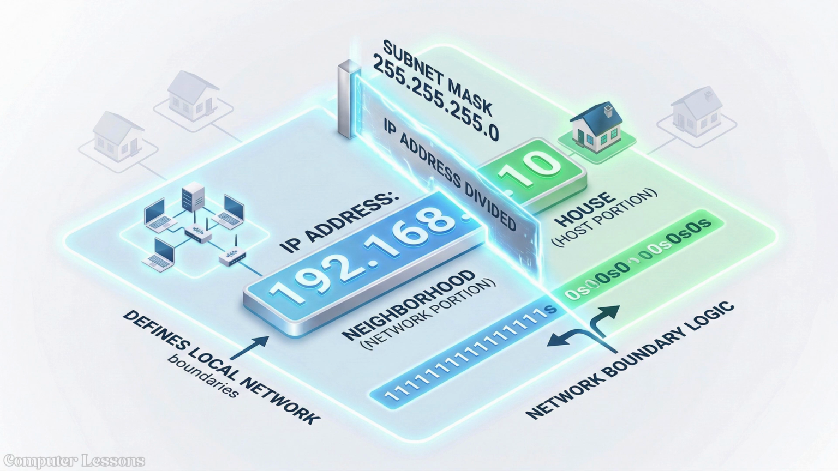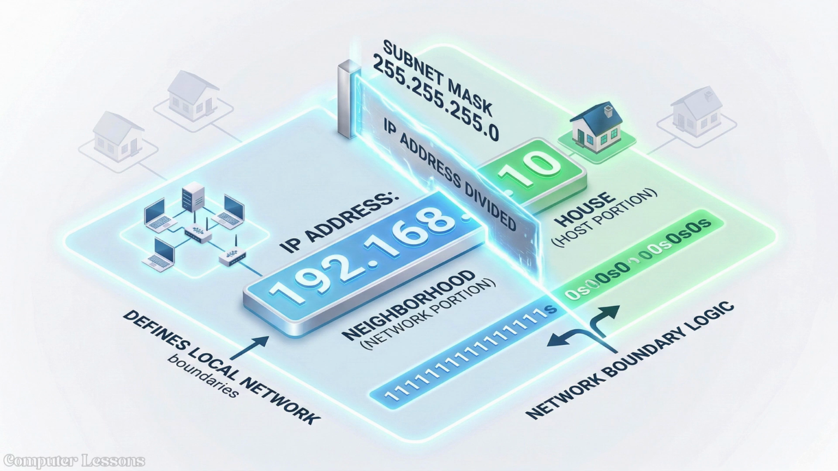usually seen as 255.255.255.0. This number tells the computer which part of the IP address represents the neighborhood and which part represents the house. It defines the boundaries of the local network.